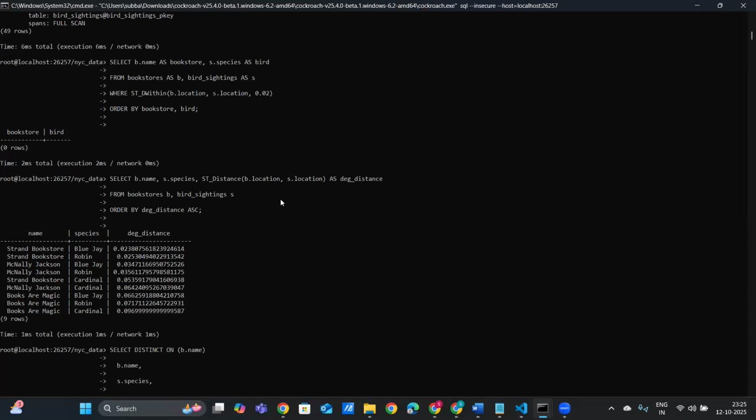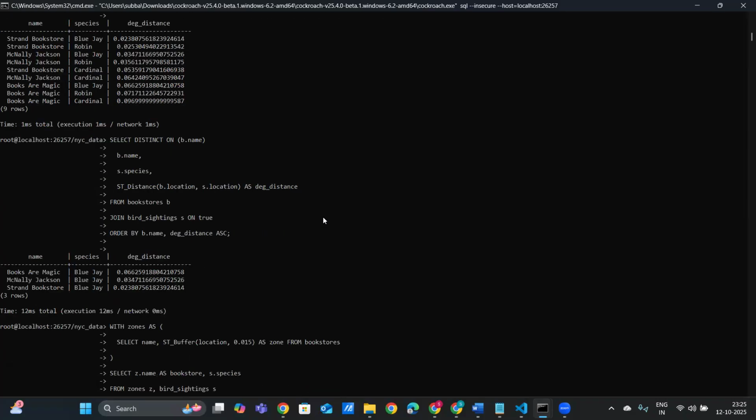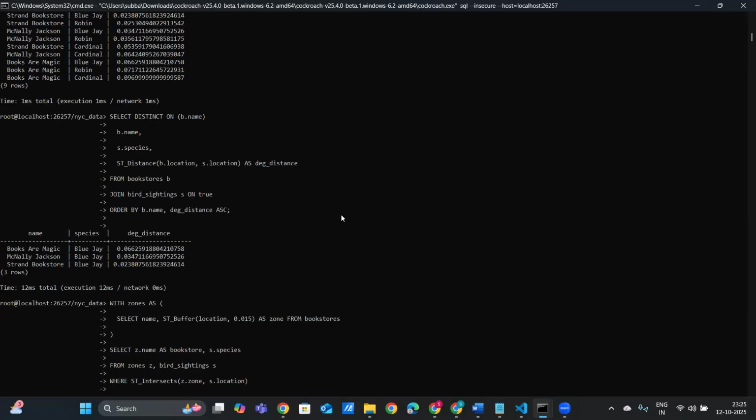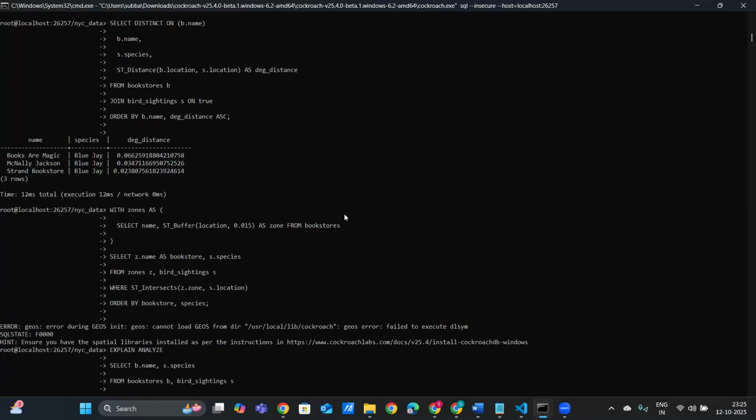And the fourth query is the nearest neighbors. This query gets the nearest bird species for each bookstore. It's a practical pattern for closest point-of-interest lookups. And the fifth query is buffers and intersects. Here I used ST_Buffer to draw 1.5 kilometer zones around bookstores, and ST_Intersects checks which sightings fall inside. This is useful for coverage and service area analysis.